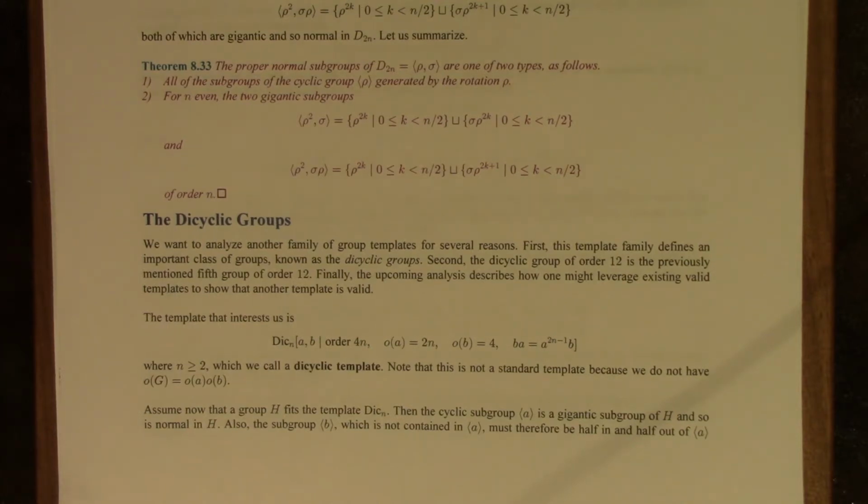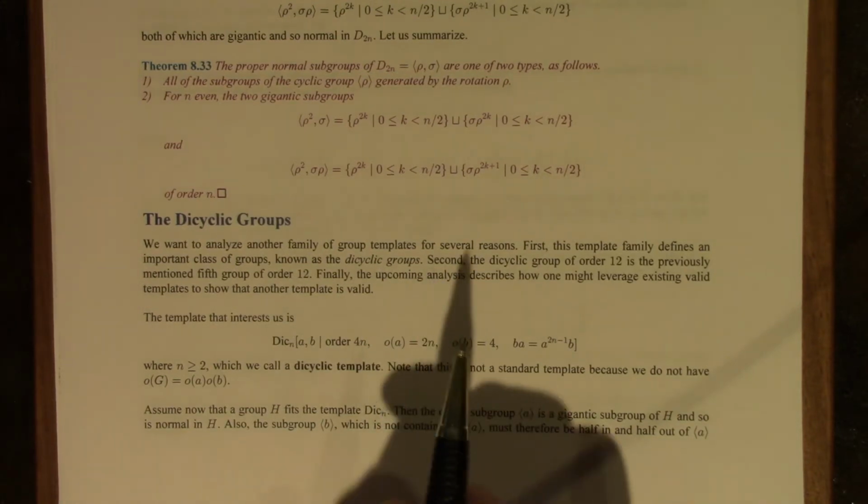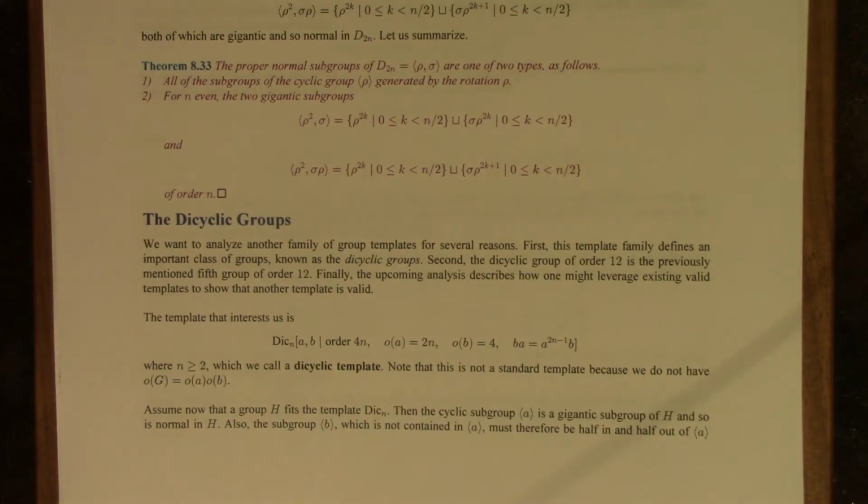4 of them are very familiar. 2 of them are abelian. There's an alternating group and a dihedral group. And then this 5th one was a little more mysterious. It's a dicyclic group. And third, the analysis we're about to do actually describes how it is possible to leverage existing valid templates to show that other templates are actually valid as well.